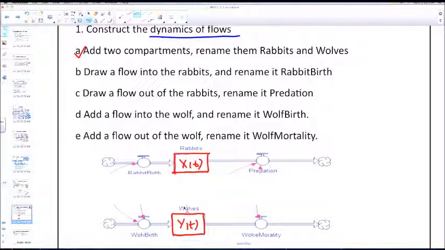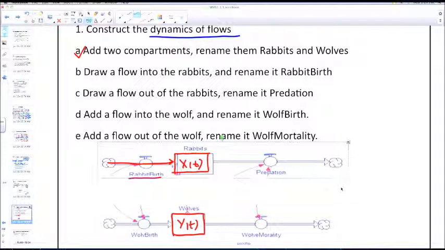Step two, we're going to draw a flow here and rename it as rabbit birth. And draw an outflow here. We call it predation, because that's how the rabbits are consumed by the wolf. That's the dynamics of the rabbit population.